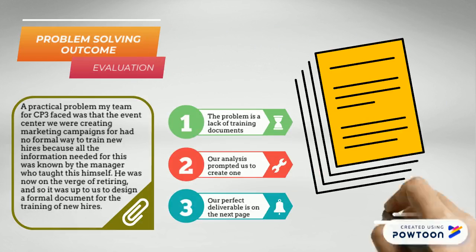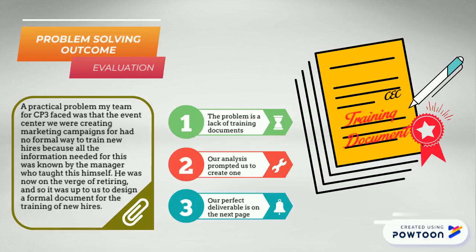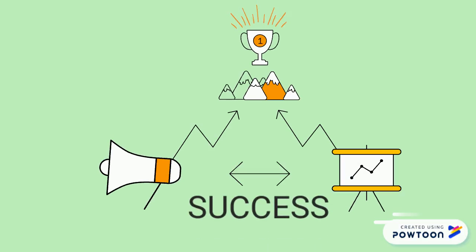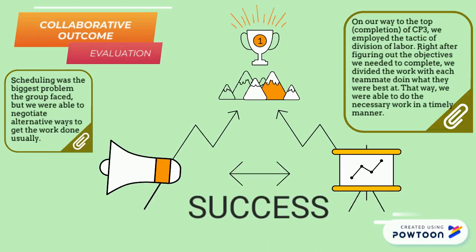In this course, we solved problems as well. A good instance is when the event center in CP3 had no training documents. Our analysis prompted us to create one, and we came up with the perfect solution as shown on the next slide. On our journey to project completion, we divided tasks and made team members responsible for what they're good at.